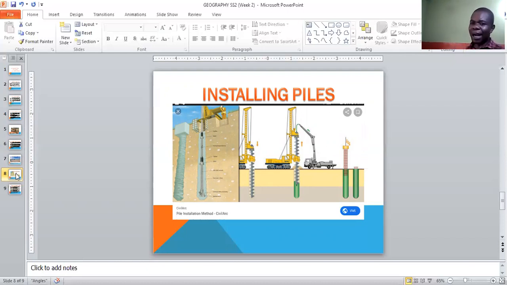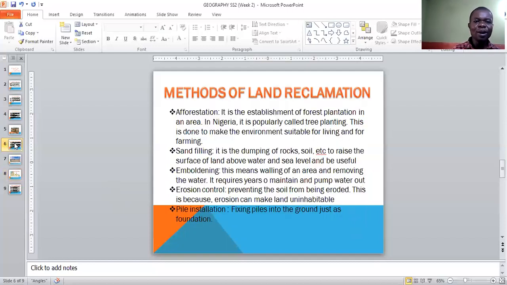That is why I have to come back here. I've told you these are piles, and the way it functions, you fix them into the ground, go beneath the water, and then enter the rich soil and become set. Then you now cast the top and build whatever you want to build there. It could be a house, a residential building, a school, a market, or an industrial building, or whatever you want to put there. That is the pile installation method.